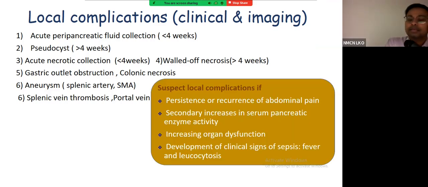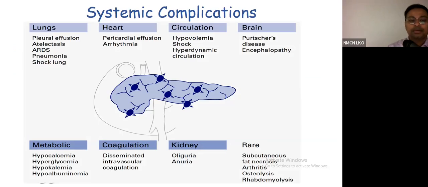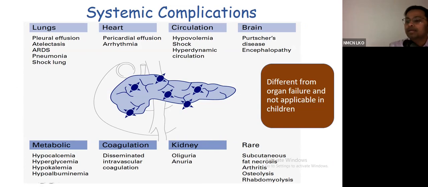These are usually suspected when, although mild acute pancreatitis usually resolves within 3 to 4 days, there is persistent or recurrent abdominal pain, a secondary increase in serum pancreatic amylase or lipase activity, increasing organ dysfunction, or development of clinical signs of sepsis, that is fever and leukocytosis, especially after the first week of onset of pancreatitis. The systemic complications are enumerated here: lungs, heart, circulation, brain, metabolic, coagulation, and kidney. However, they are rare in children. They are separate from organ dysfunction and are usually not seen in children.